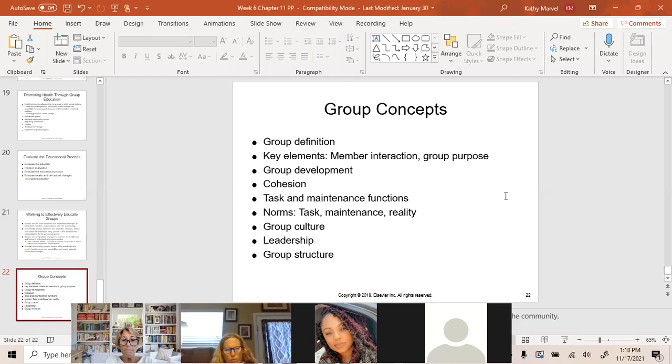Okay. What are some group concepts? What's the definition of a group? What are some key elements of the group? How do they interact? What is their purpose? Are they cohesive? Do they work together? Do they develop norms and have tasks and everybody stays on tasks? What's the culture? What's the leadership? What's the structure?